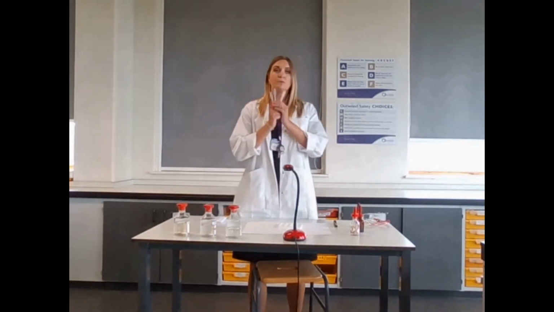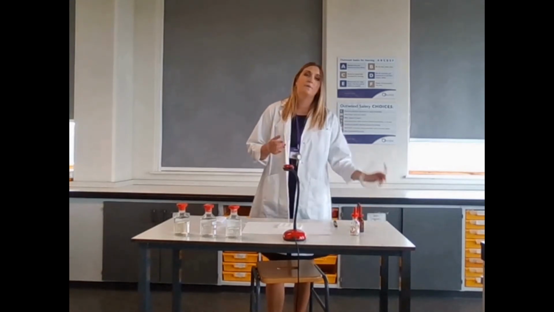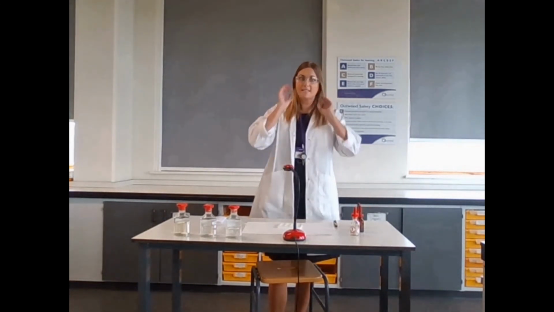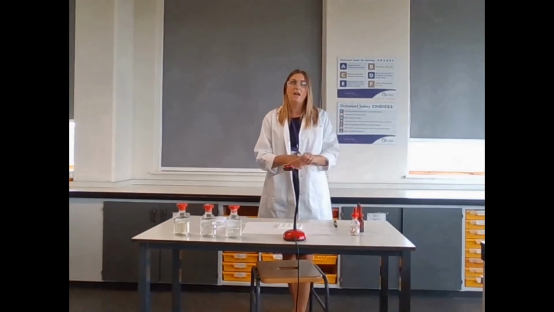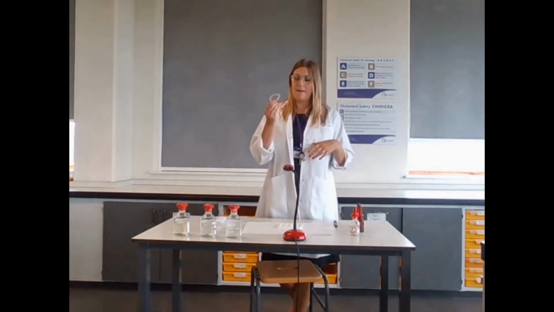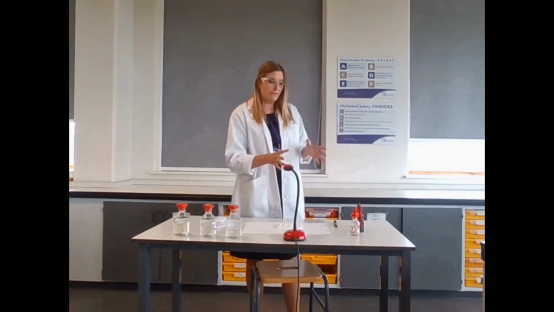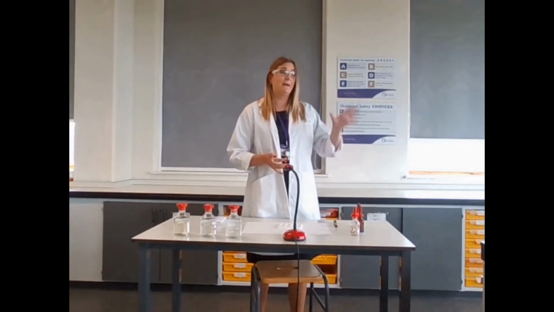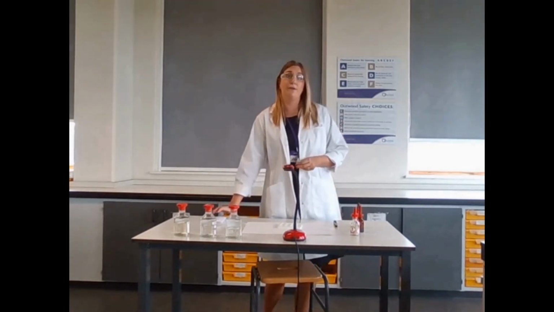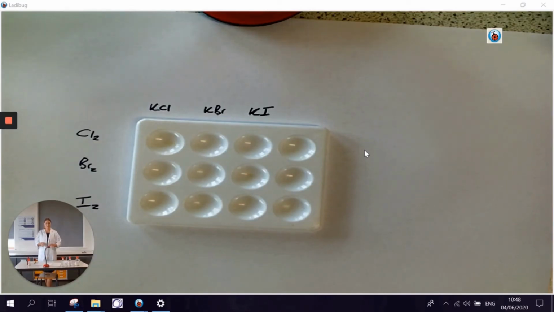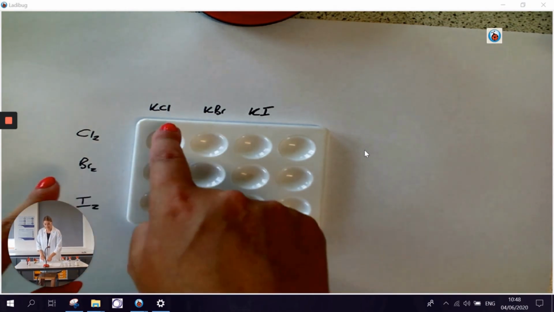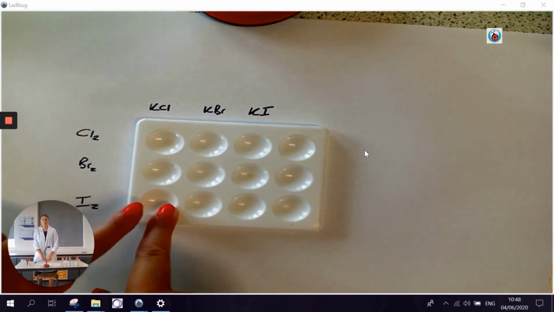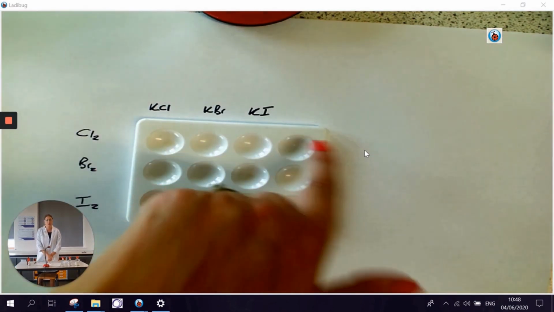Also, in terms of safety, I'm going to wear my safety goggles throughout the experiment. I've got my lab coat on, I'm stood up, and I will be tying my hair back as well. And because some of these are quite dangerous, I'm in a very well ventilated room and I've got a fan to remove any fumes. So what I'm going to do is set up my spotting tile so that I have columns of the salts and rows of the halogens.